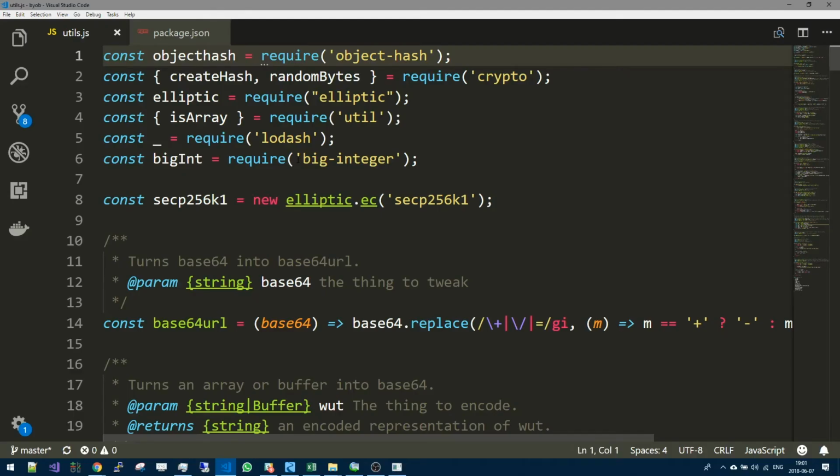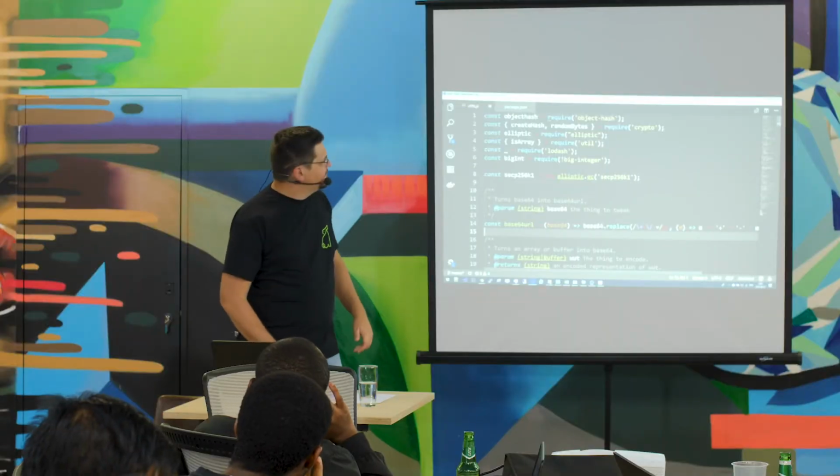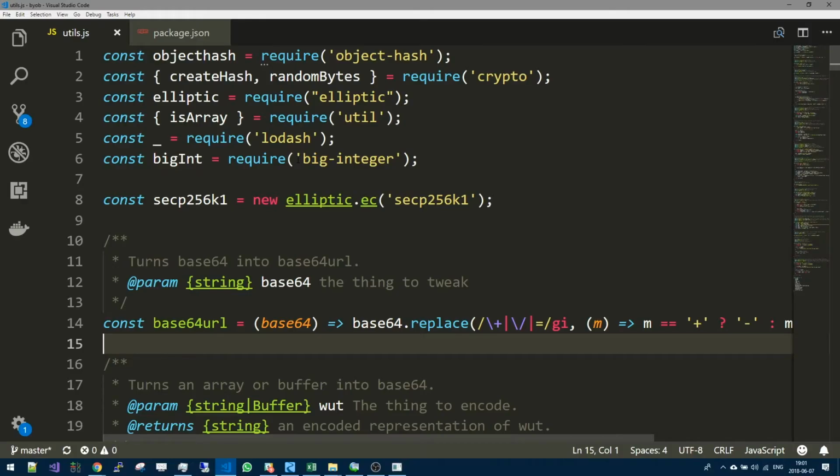So we've got our file here, requiring some things. Yes, question? Sorry about that. The file name is up there. It's utils.js. So this is the utils file.